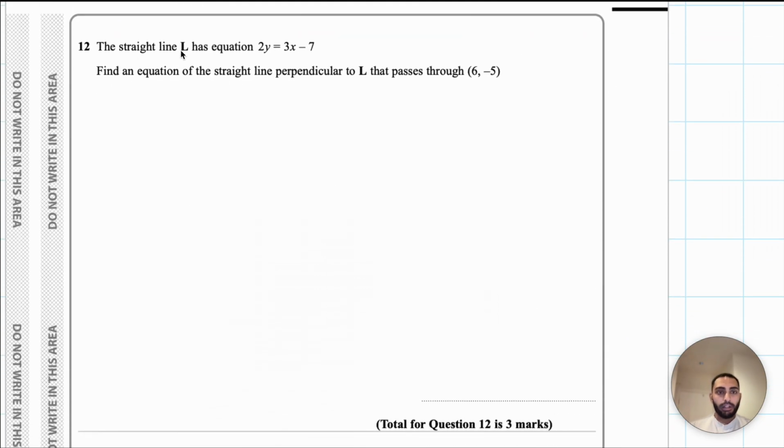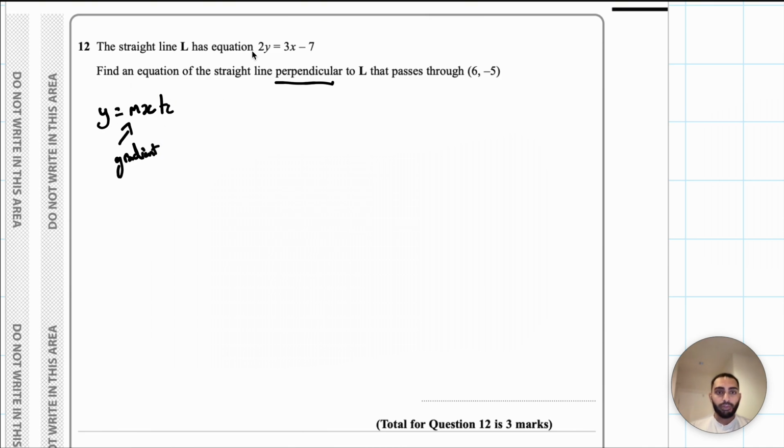Question 12. The straight line L has equation 2y equals 3x minus 7. Find an equation of the straight line perpendicular to L that passes through (6, -5). First thing I can see, this is not in the form y equals mx plus c, so it makes it a little bit hard to interpret where it is. M here is the gradient, which we're going to need for this question. And c is the y-intercept. We're not going to need this for this question.